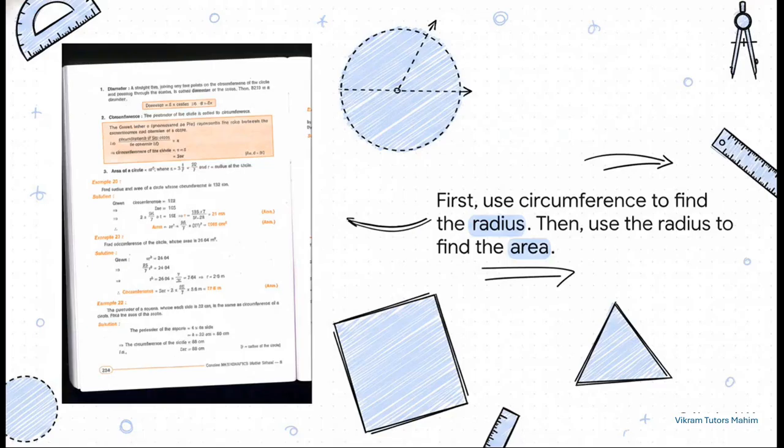And check this out. Here's a perfect example of how these two formulas work together. In this problem, we only start with the circumference, 132 centimeters. So we use that circumference formula to work backward and figure out the radius. Then, once we know the radius, we can plug that number into the area formula to get our final answer. It's a beautiful two-step solution.